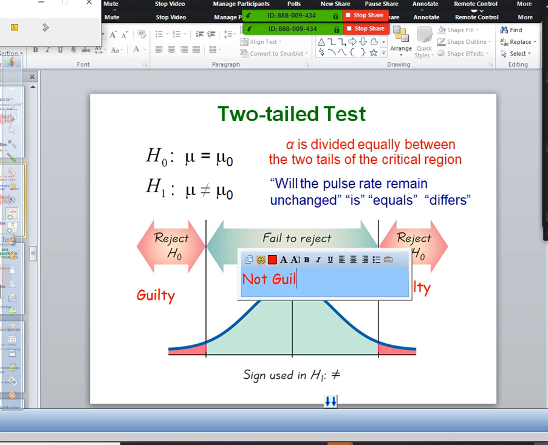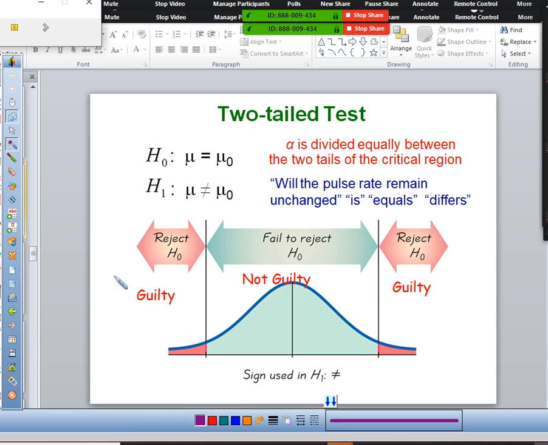Is, equals, differs. Right. So here we've got two guilty regions, a left side and a right side, because we're saying that my mean could just be different than the other one. If my mean is different, it could be less than or greater than, either one. Here these are things like unchanged, is, equals, differs. Differs means different, either less than or greater than.